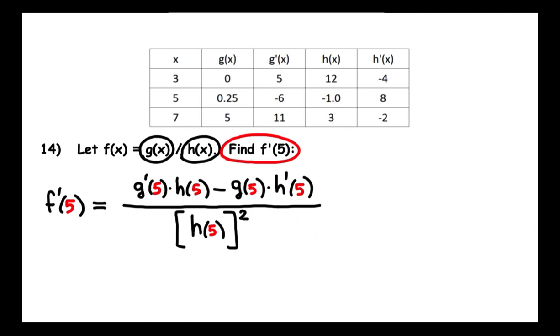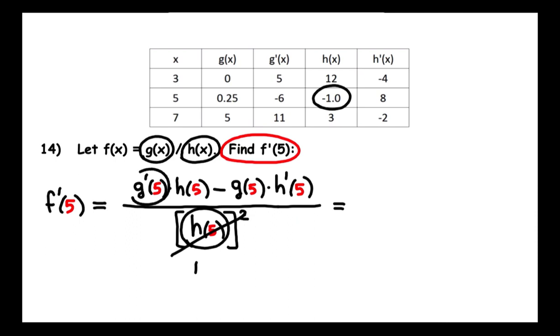And all the information is right there in the chart or the table. I just have to make sure not to screw it up, so I'm ready. H of 5 is right here. It's negative 1.0. I'm not sure why the decimal's on it, but that's okay. We're going to square that, which is just positive 1, which means we don't even need the fraction bar anymore. Yes. Okay, that was awesome.